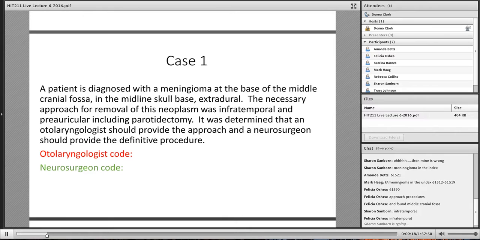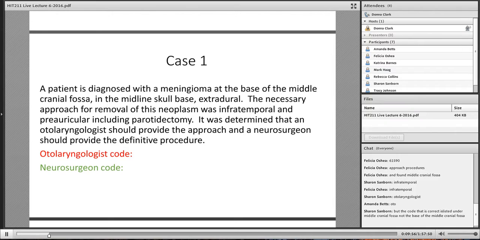And who are we coding the approach for? Yeah, that's right. That's the ENT, the otolaryngologist. That's the ear, nose, throat doctor. He did the approach, which was infratemporal. Okay, very good. So our code there, so that was a little bit of a mid-term, right? Otolaryngologist. So our code for the otolaryngologist or the ENT would be the 61, what do we say, 61590.